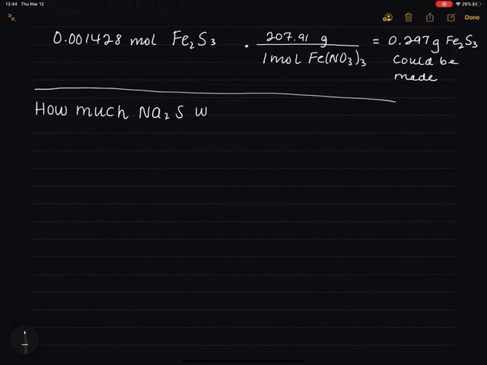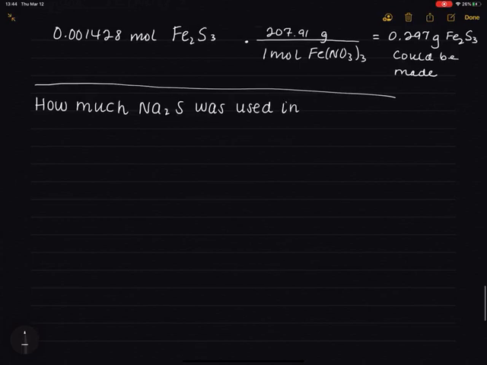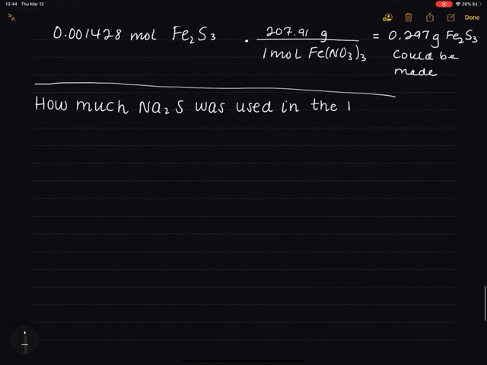how much of our excess reactant, how much of that sodium sulfide was used in the reaction? How can we figure that out? We can take the original mass of our ferric nitrate, and we do the same kind of calculation, but we change what we do here, right?